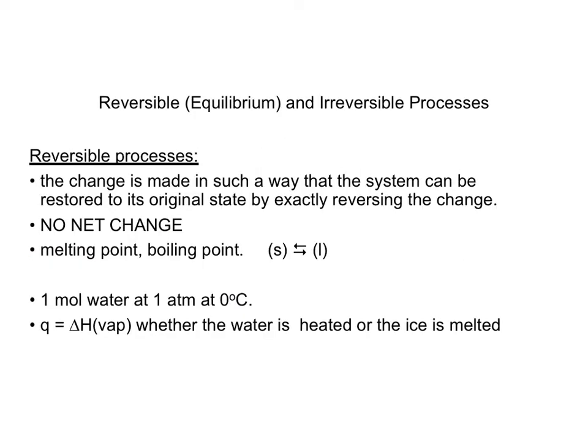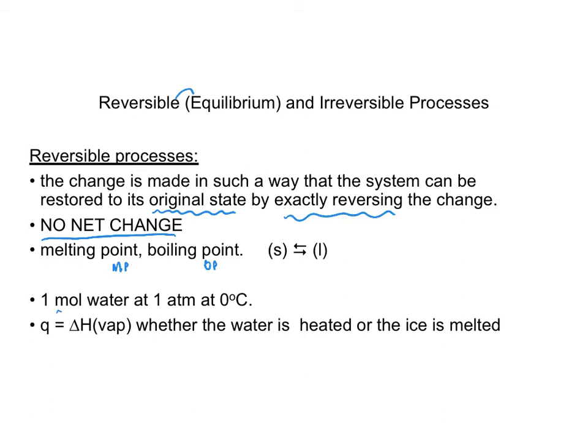So the other two terms to think about in this section are reversible, and think of that as equilibrium processes, and irreversible processes. If I have a reversible process, this change is made in such a way that you can take it back to its original state by exactly reversing the change. I write in big capital letters, there is no net change. And that describes a melting point or a boiling point. That is a phase equilibrium. That is a reversible process.